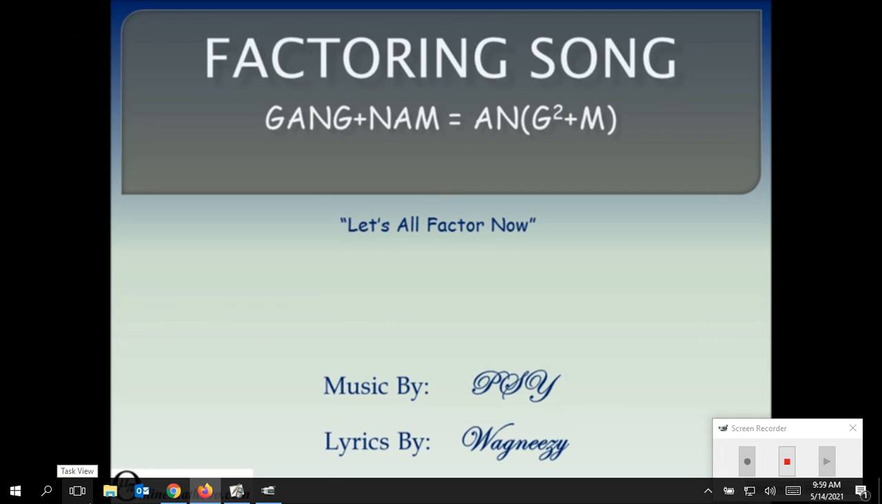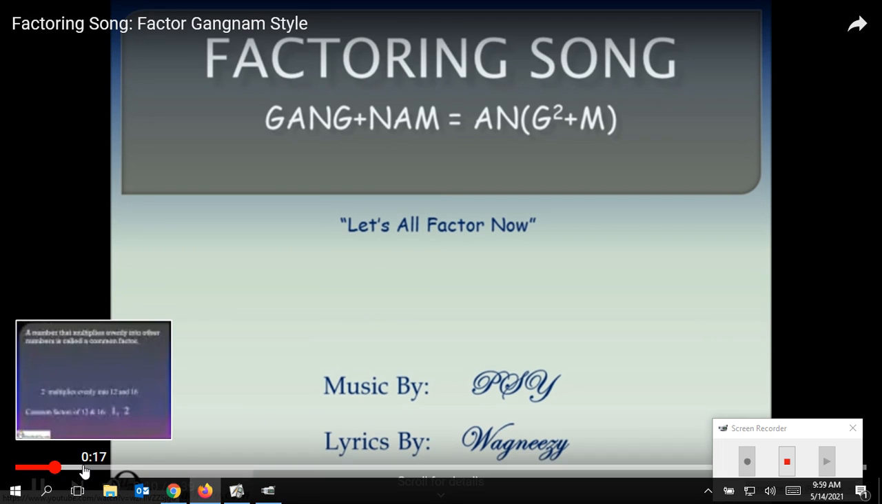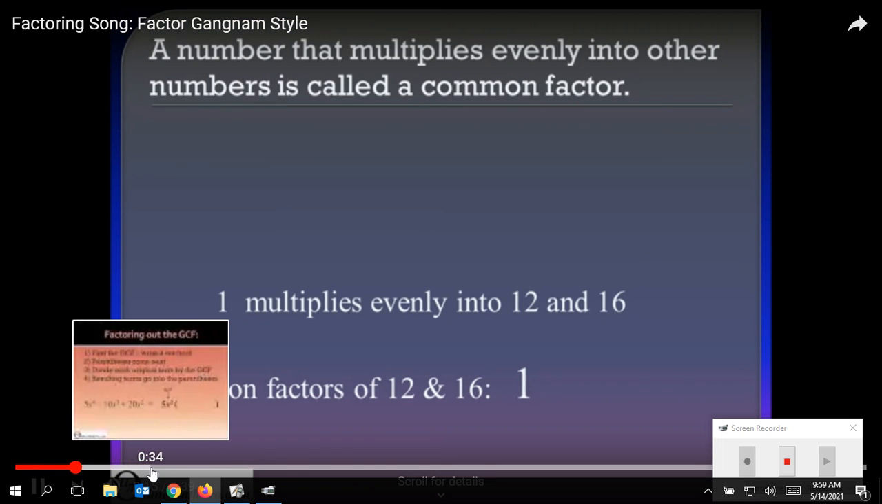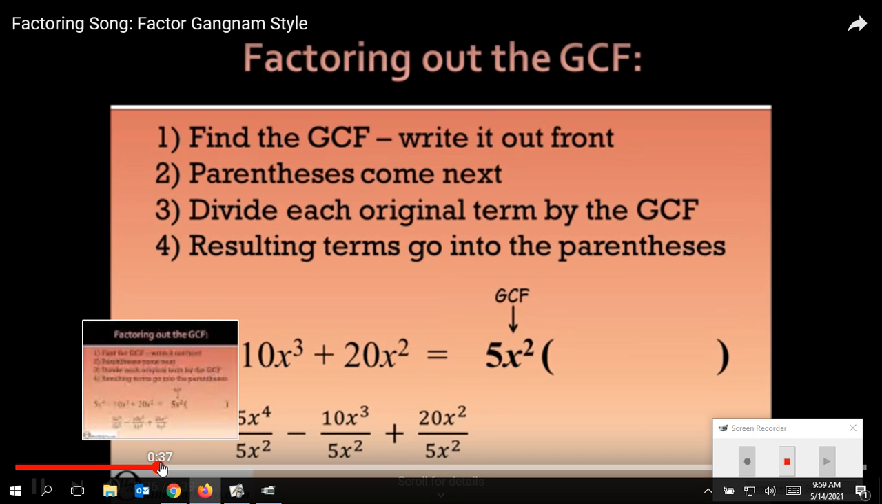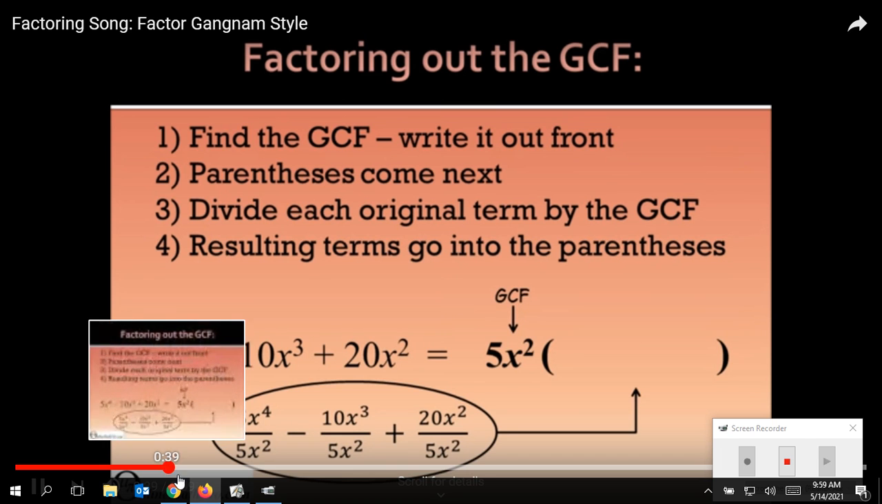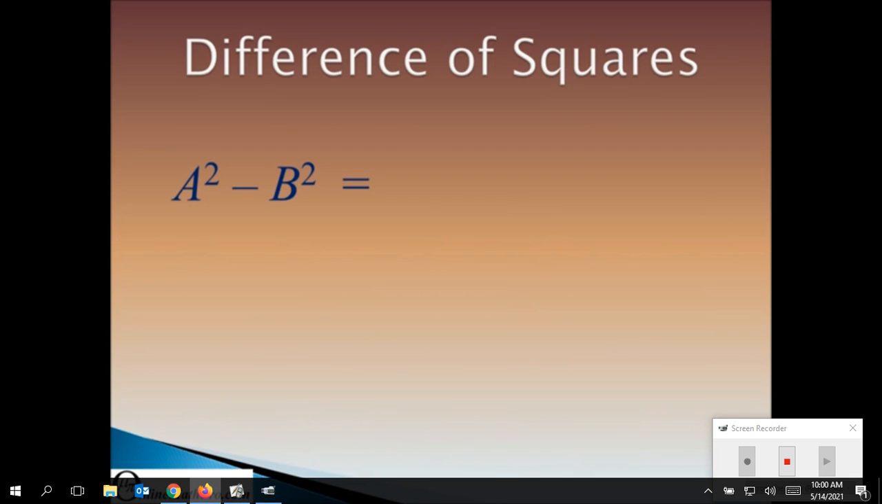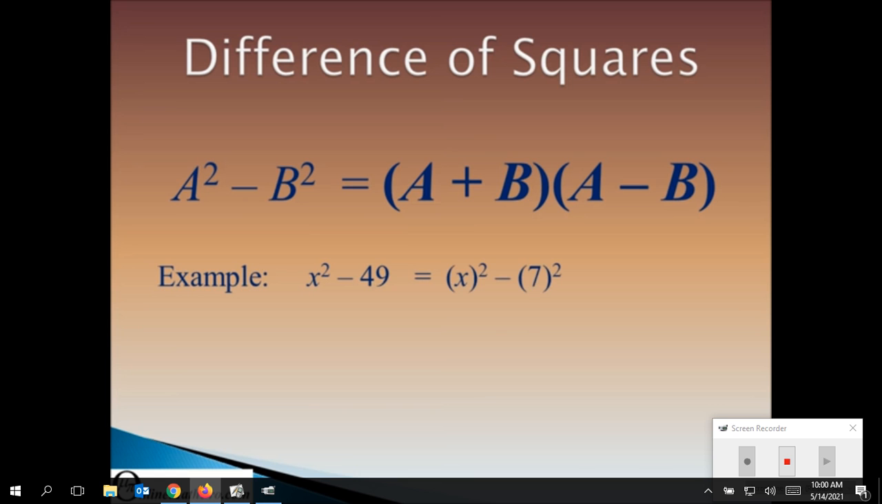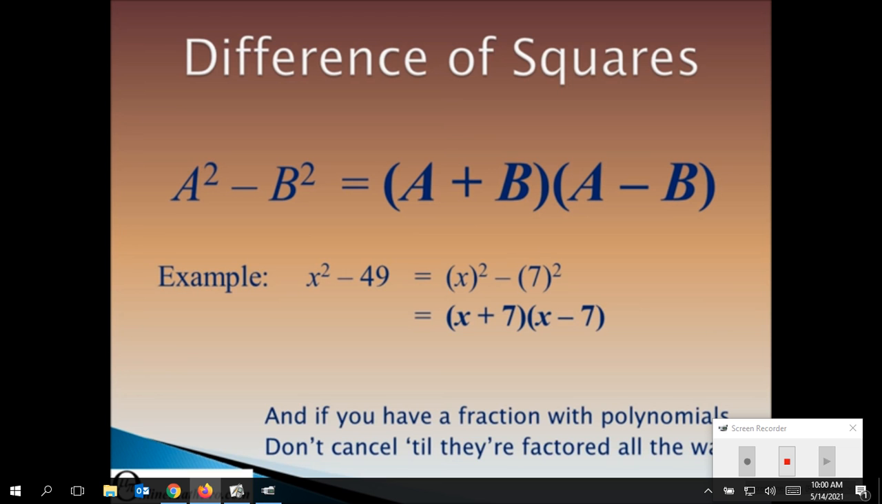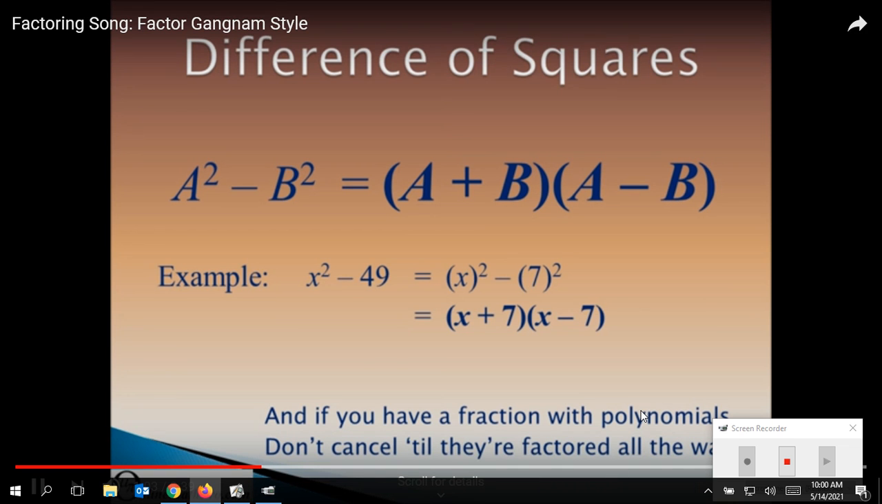Factor now. Factor now. Number that multiplies evenly in original term by the GCF. Factor. The resulting terms go into the parentheses. Now it's just another kind of factor. Difference of squares. A squared minus b squared is a plus b times a minus b. Difference of squares. A squared minus b squared is a plus b times a minus b. And if you have factors with polynomials, don't cancel till there's factors out of the way.